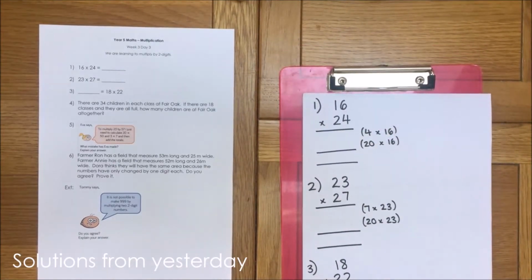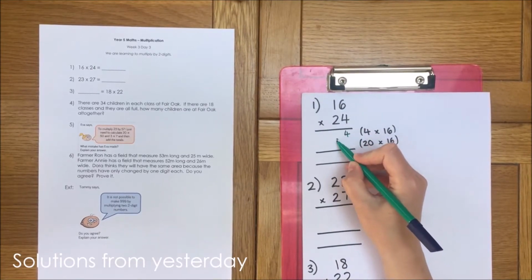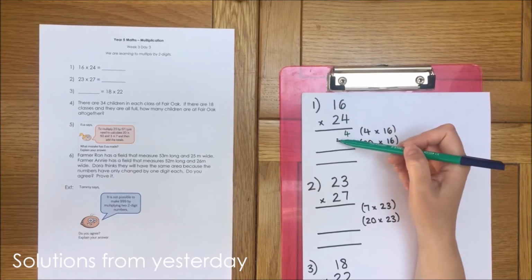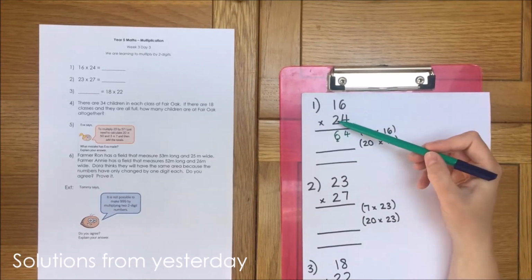16 times 24 was first. So 4 times 6 is 24, which is 4 ones and 2 tens. And then 4 times 1 ten is 4 tens. Add those 2 tens, gives me 6 tens. And now I'm going to do my tens.